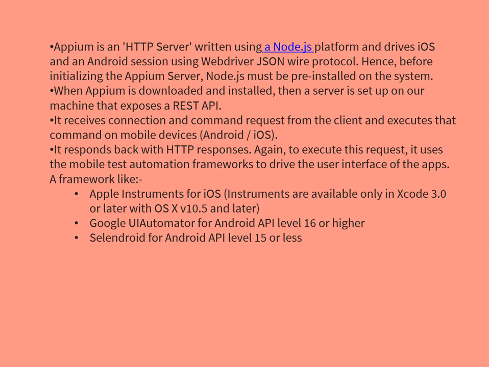Appium connects, sends the request, and also gets the response, and based on that, all the actions take place. There are frameworks like Apple Instruments for iOS, which is available only in Xcode 3.0 or later, Google UI Automator for Android API level 16 or higher, and Selenium for Android API levels 15 or less. So that's pretty much about how Appium works.